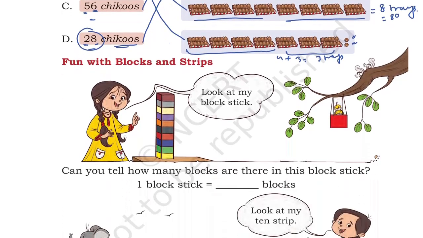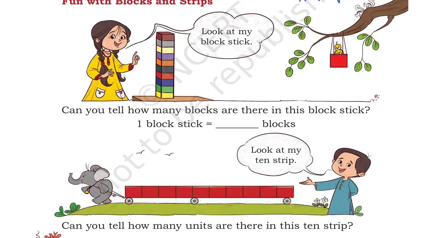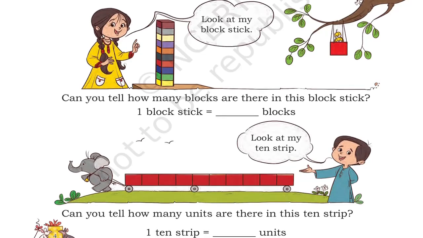Fun with blocks and strips. Sounds funny. Look at my block stick. Oh, it's big. Can you tell how many blocks are there in this block stick? Okay, I might have to count. This is one block stick, but in order to count the number of blocks in it, I'll have to go and count. So let's do that. 2, 4, 6, 8, and 10. One block stick has 10 blocks.